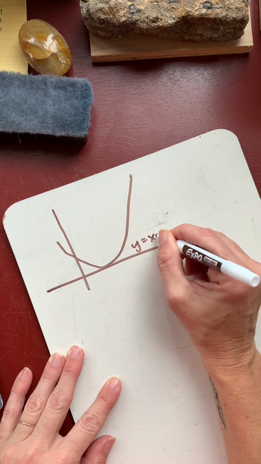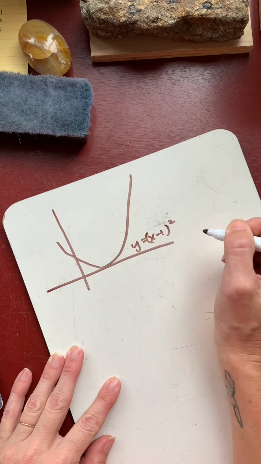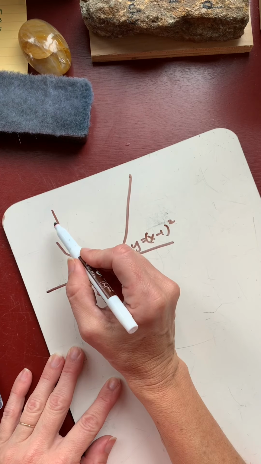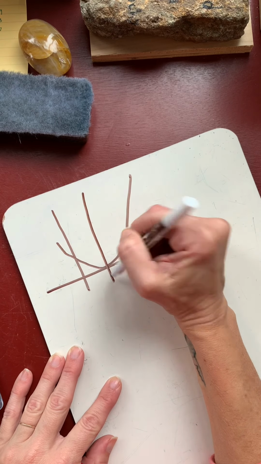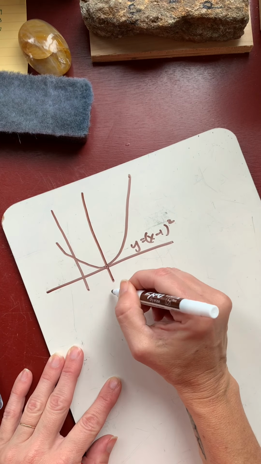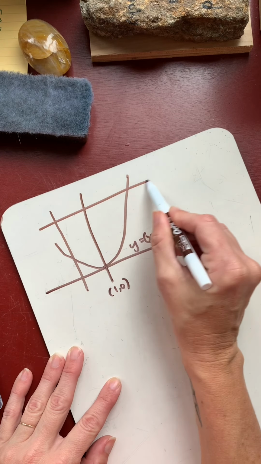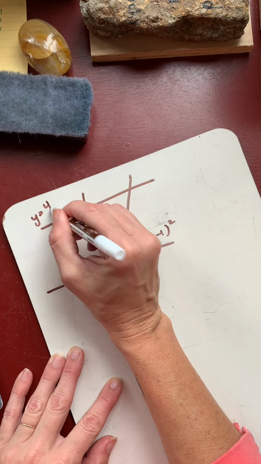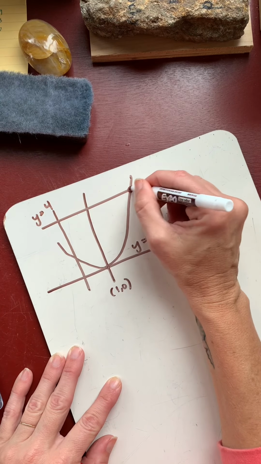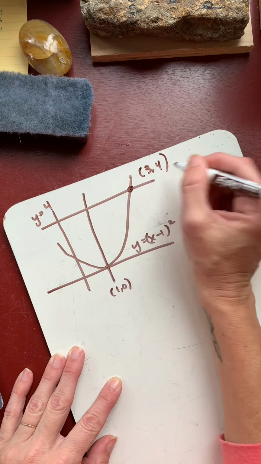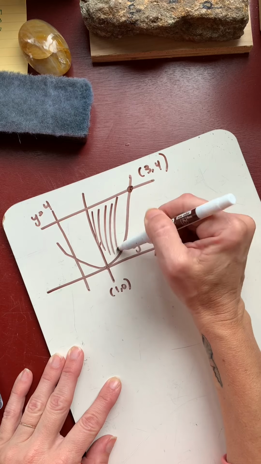Y equals x minus 1 squared. We have this vertical line, which is at 1, 0. We have this horizontal line, y equals 4. This intersection point at 3, 4. And they want this section R.